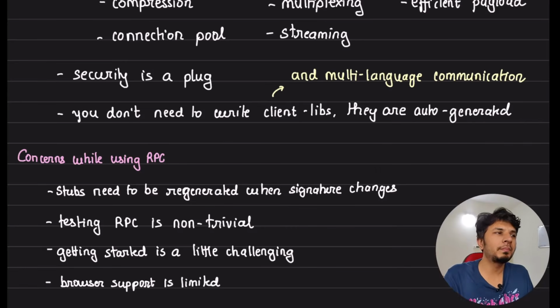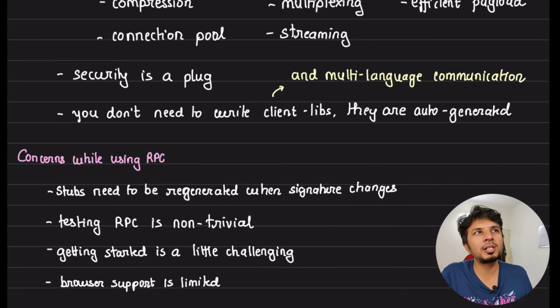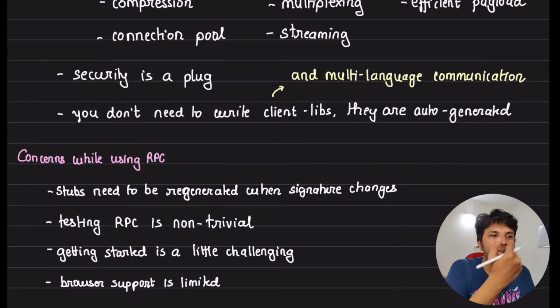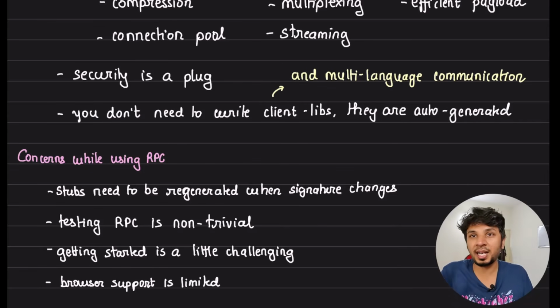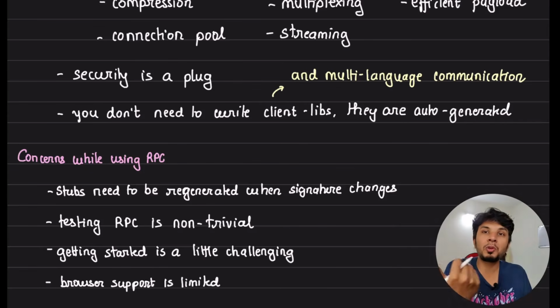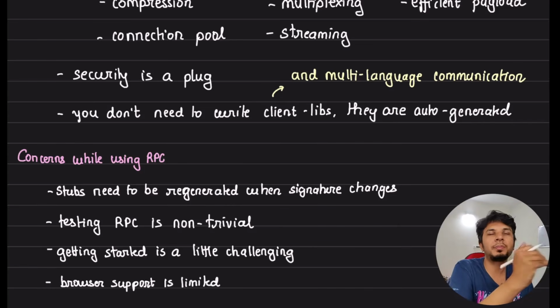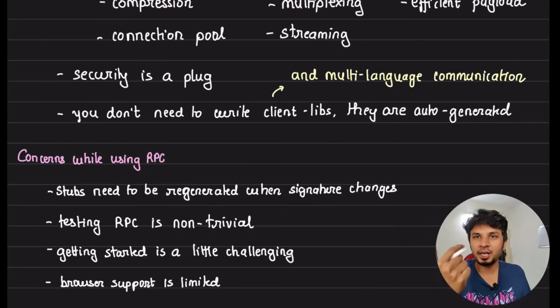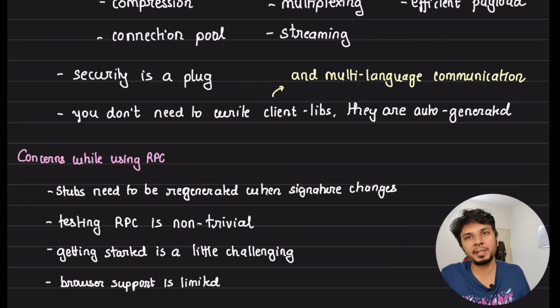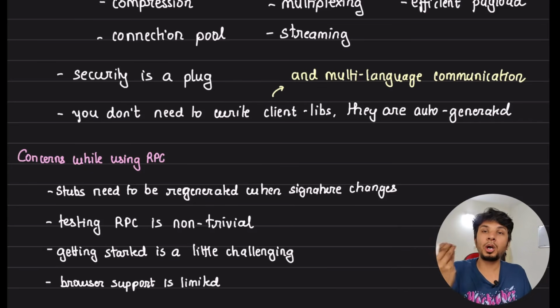And then the fourth one, browser support is limited. Not all browsers support RPC, so that's why your JavaScript to server communication will happen over HTTP. Behind the scenes, you can implement an RPC server, but it would not be a pure RPC communication. It will be a normal HTTP function invoked. Internally, it might get converted into RPC, but it is not a pure RPC implementation.